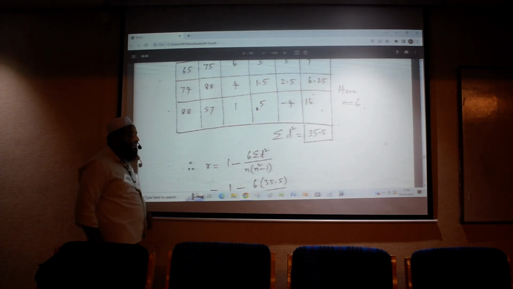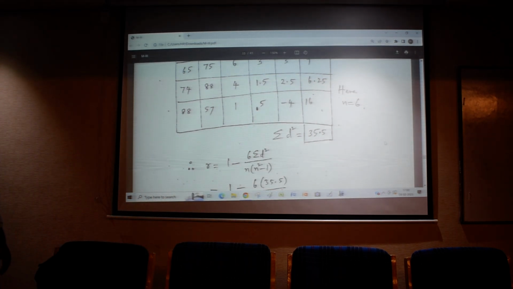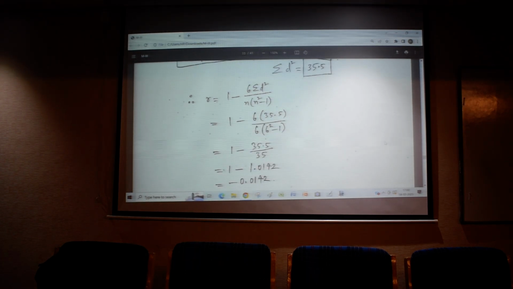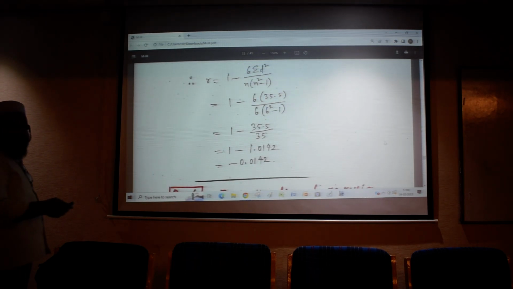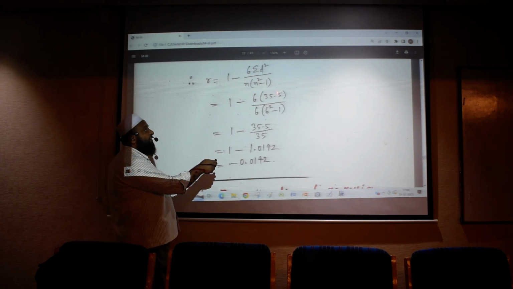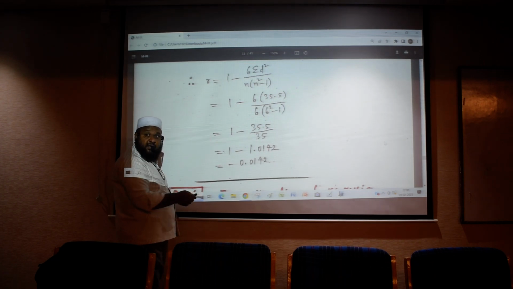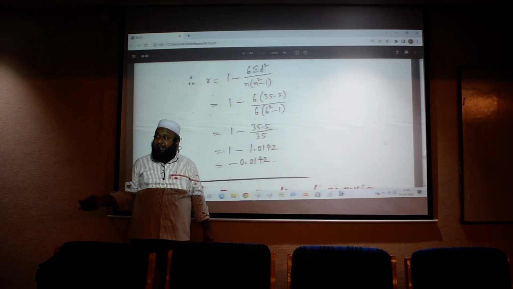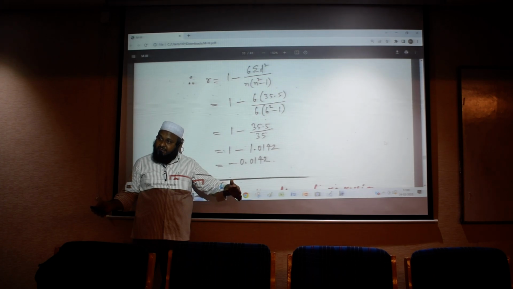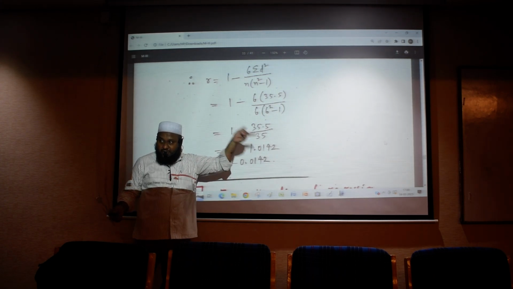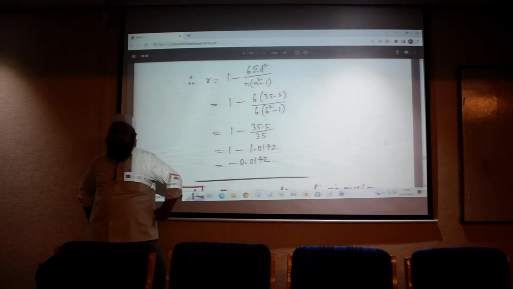So what is the value of r? r is 1 minus 6 sigma d square by n into n square minus 1. Just so simple: 35.5 for sigma d square, 6 into 35.5, and n is 6, so the denominator is 6 into 6 square minus 1. This 6 gets cancelled. 6 square minus 1 is 36 minus 1, 35. So 35.5 by 35 is 1 point something, and r is negative. A negative answer is possible. I told you that r lies between minus 1 and plus 1, for the previous method also, and for this method too.